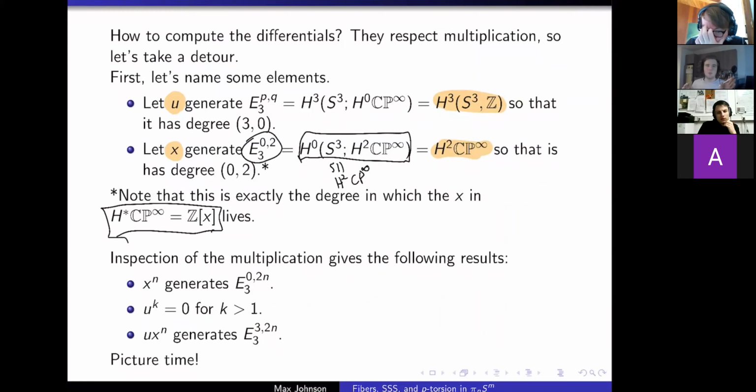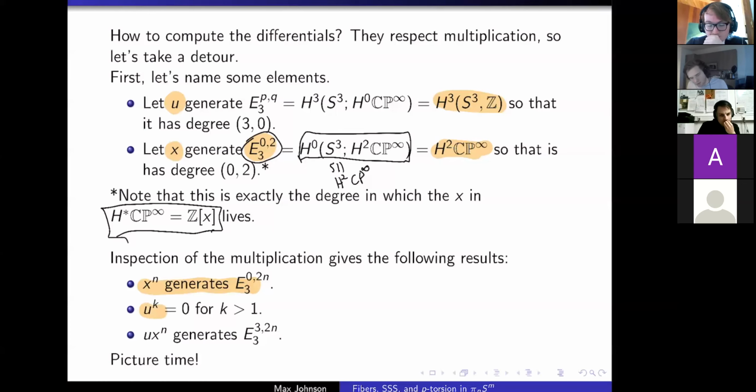Okay, and now we're going to do some inspection. The first one that I want to point out is that X to the n generates E3 0,2n. And what I mean by that is it lives in E3 0,2. So X times X goes to E3 0,4, times another X, E3 0,6, times another X, E3 0,8, and so on and so on. It turns out that this is going to remain a generator. The intuition, of course, being it comes from the cup product, it should act like a cup product.